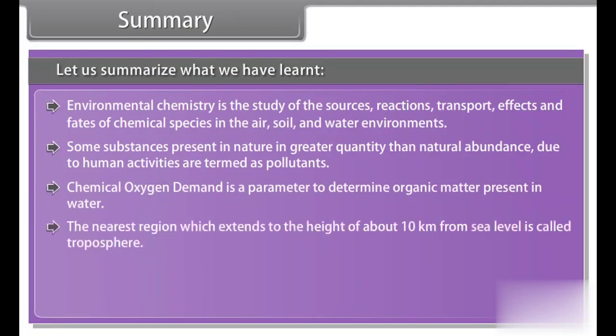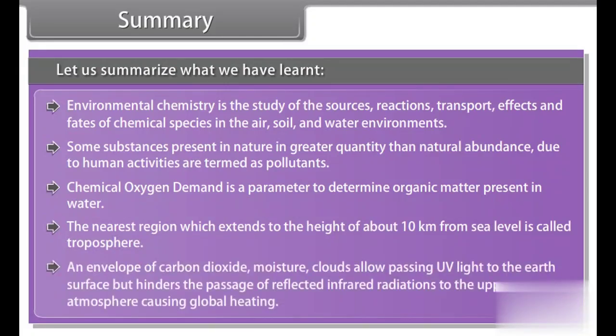The nearest region, which extends to the height of about 10 km from sea level, is called troposphere. An envelope of carbon dioxide, moisture, clouds allows UV light to pass to the Earth's surface, but hinders the passage of reflected infrared radiations to the upper atmosphere, causing global heating.